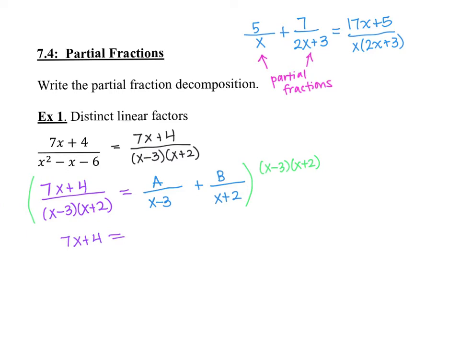Now if I multiply this fraction times x minus 3 times x plus 2, the x minus 3's will cancel, but I will still be left with a times x plus 2 because the x plus 2 did not cancel. Okay, now I'm going to go to the next fraction. On this last fraction here, the x plus 2's cancel. I'm left with the b times x minus 3.